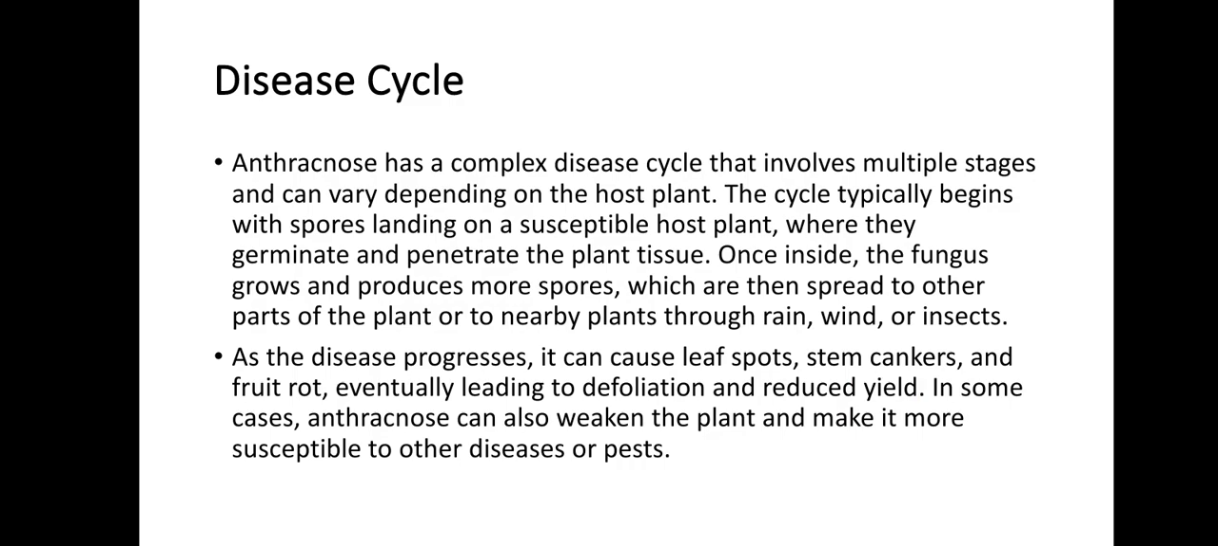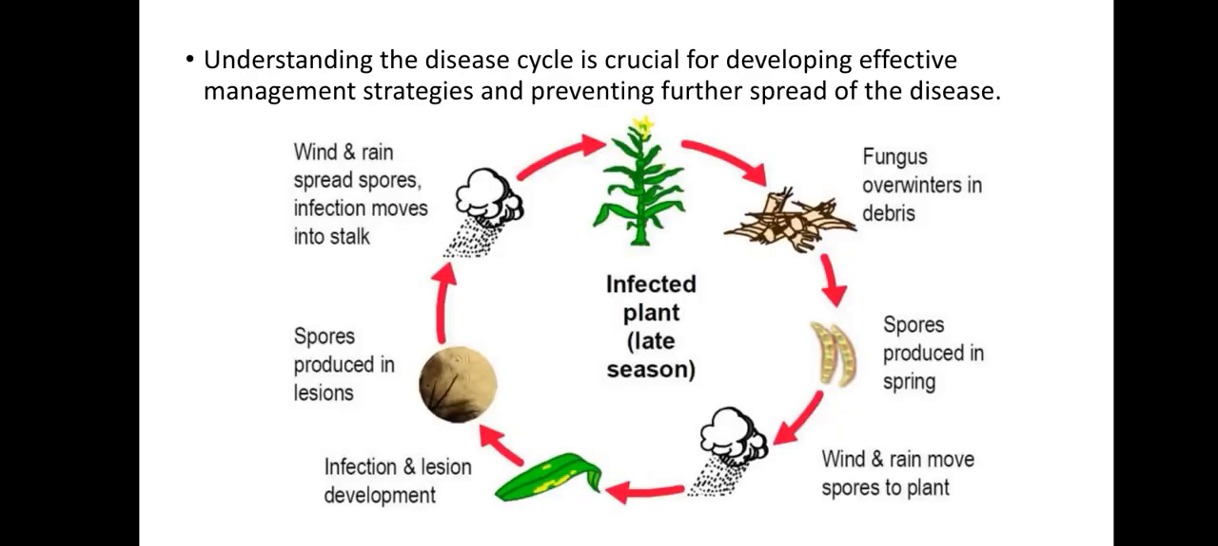As the disease progresses, it can cause leaf spots, stem cankers, and fruit rots, eventually leading to defoliation and reduced yield. In some cases, anthracnose can also weaken the plant and make it more susceptible to other diseases or pests. Understanding the disease cycle is crucial for developing effective management strategies and preventing further spread of this disease.